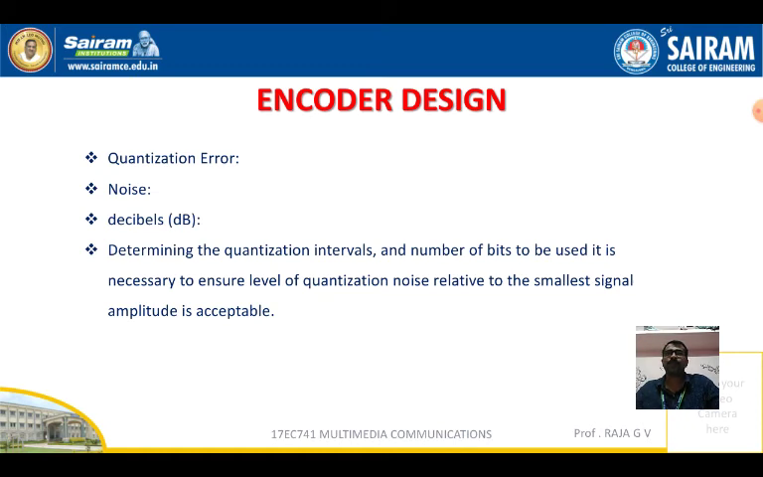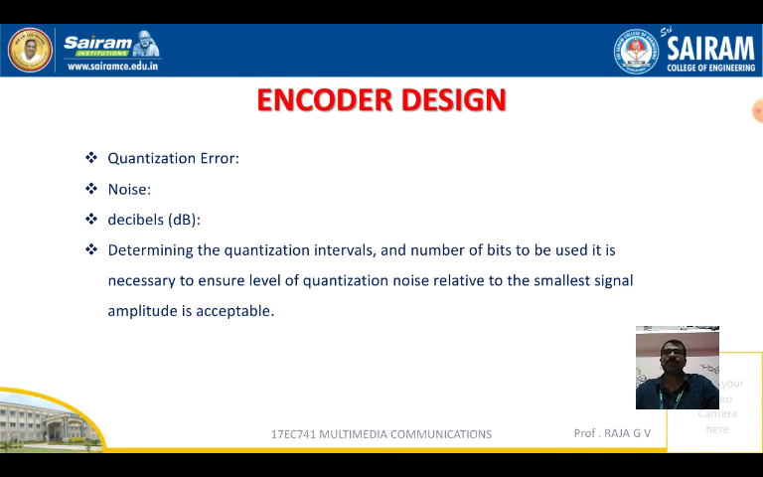So here the signal anywhere within the quantization interval is represented by the same binary code word. That means each code word contains a nominal amplitude level which is at the center of the corresponding quantization interval. Hence the actual signal level may differ from this by up to plus or minus q by 2.